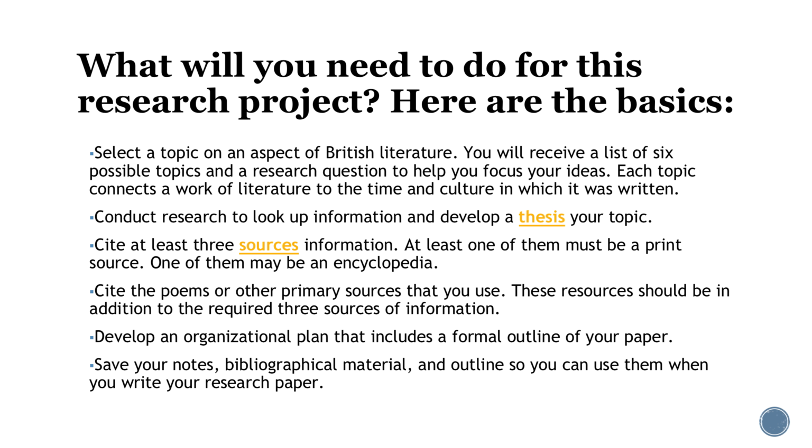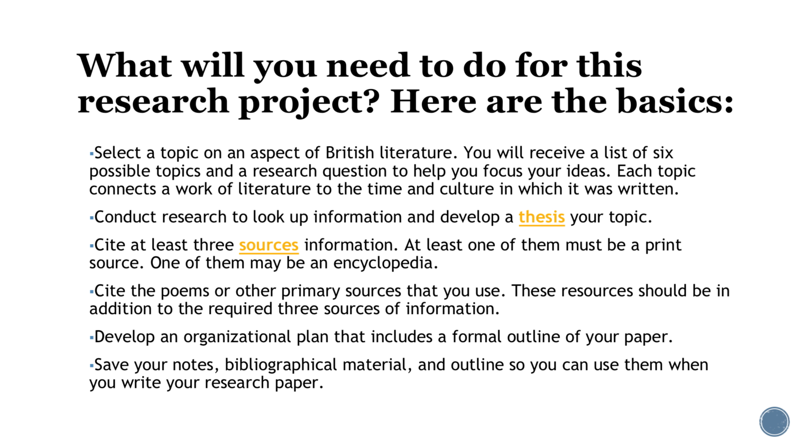What we need for this research project are the basics. Select a topic on an aspect of British literature. You'll receive a list of 6 possible topics and a research question to help you focus your ideas. Each topic connects a work of literature to the time and culture in which it was written. That's all in 3.2.